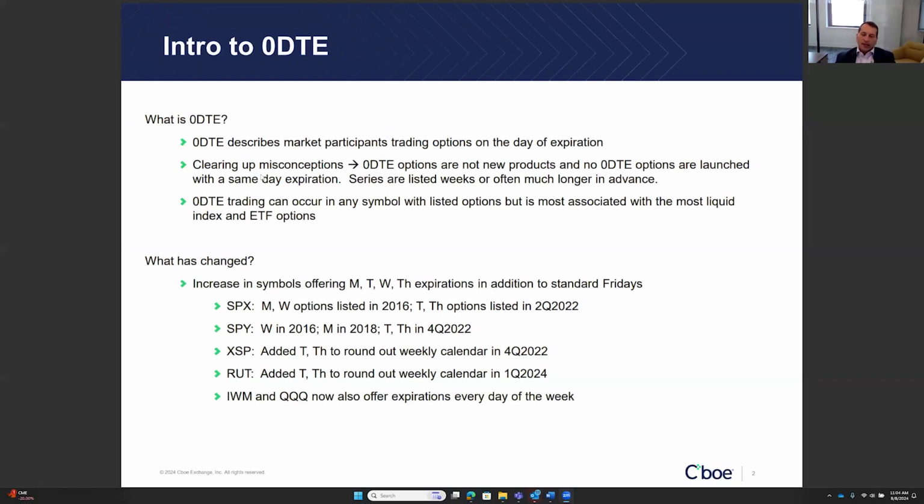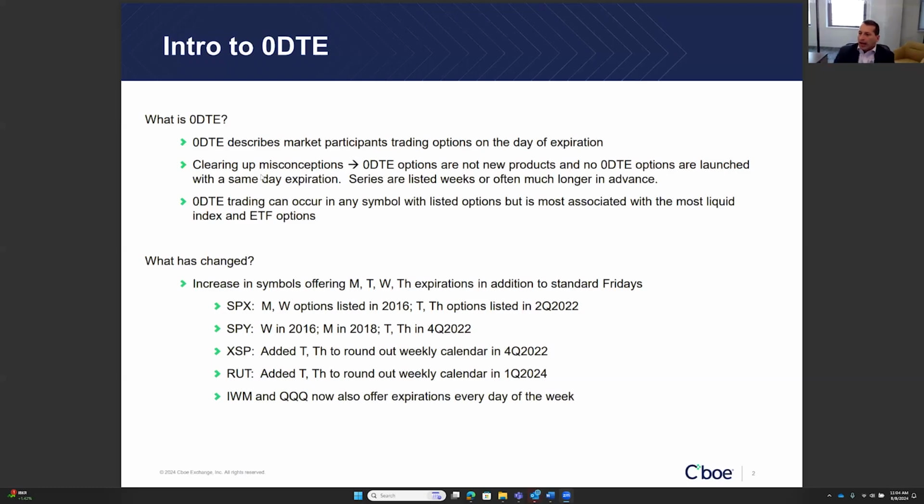What is zero DTE? The simplest definition is it's market participants trading options on the day of expiration. Zero DTE is not a new concept. There are no zero DTE options that are listed on that day. Typically options are listed weeks or months or even a year in advance or several years in advance. It only becomes zero DTE on expiration day. So eventually every option becomes zero DTE at some point, right, on that last day.